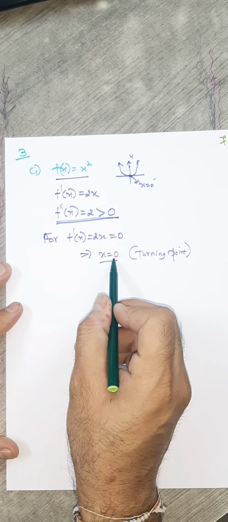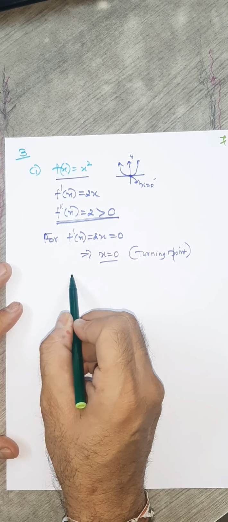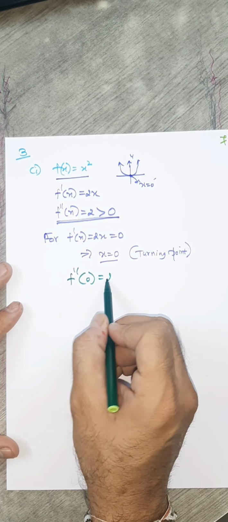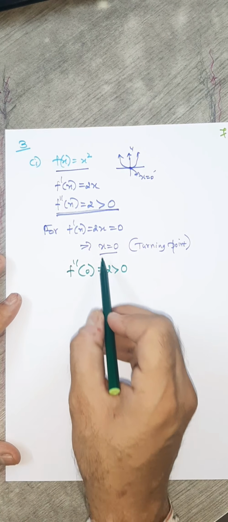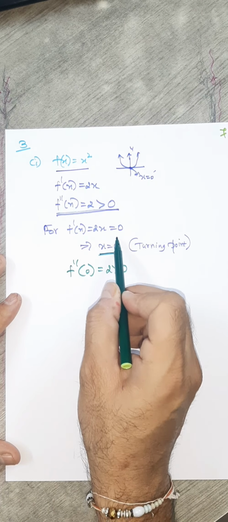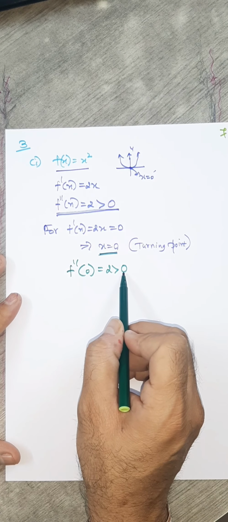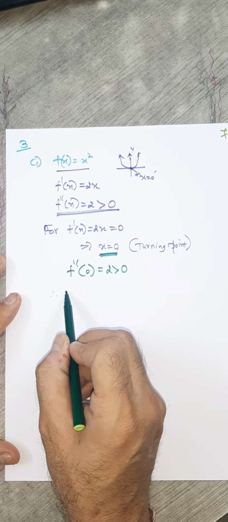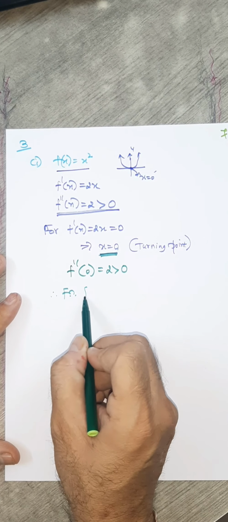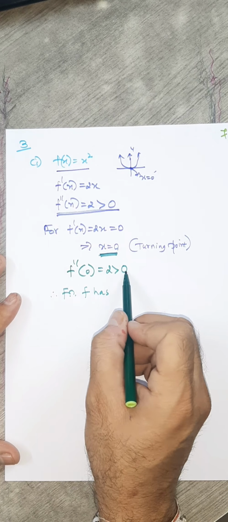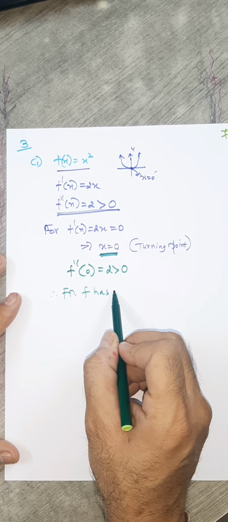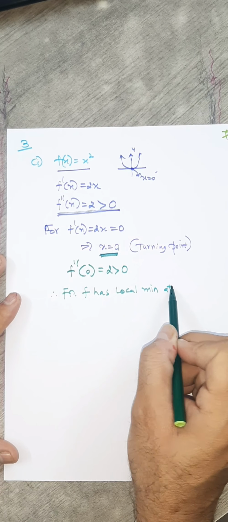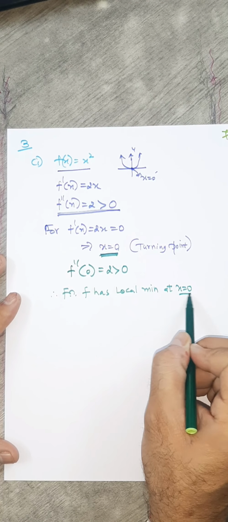Now normally we put x equals 0 in the double derivative. So f double dash 0 is always constant, which is 2, positive. So the first order derivative is 0 at 0 and the second order derivative is positive. What's the meaning of this? From this you can say that the function f has a local minimum at x equals 0.